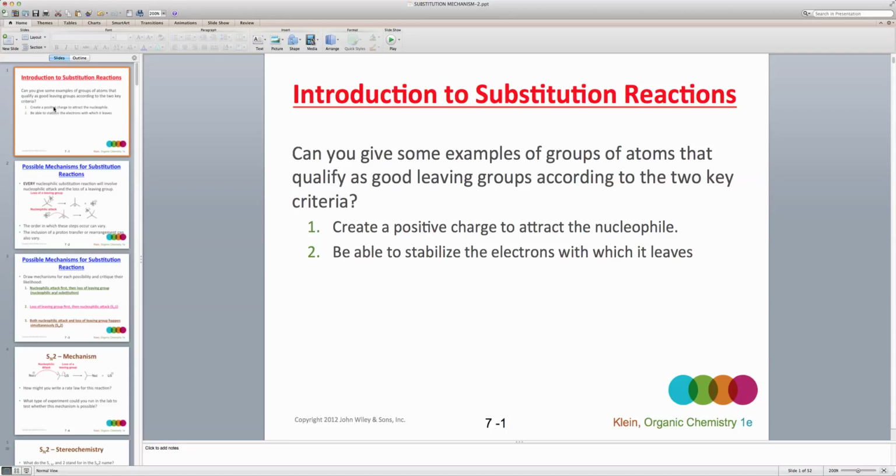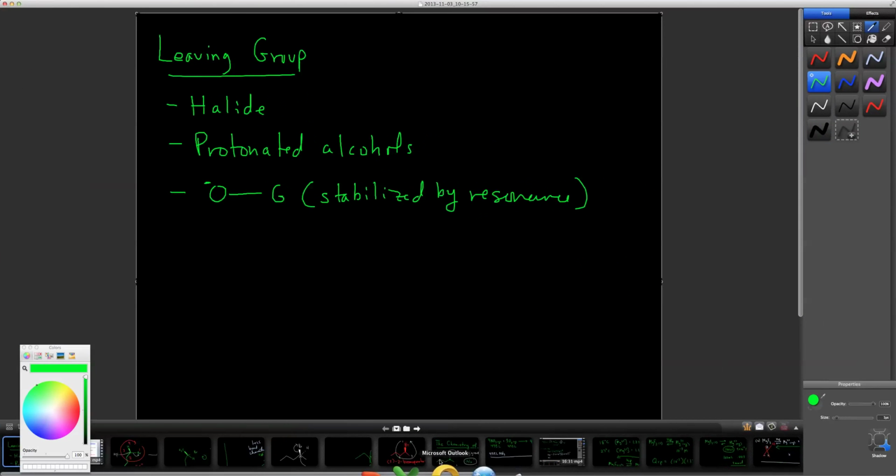So let's talk about ranking some of these. In terms of halides, the larger halides are going to be the most stable. So iodide is a better leaving group than bromide, which is a better leaving group than chloride, which is a much better leaving group than tiny fluoride.